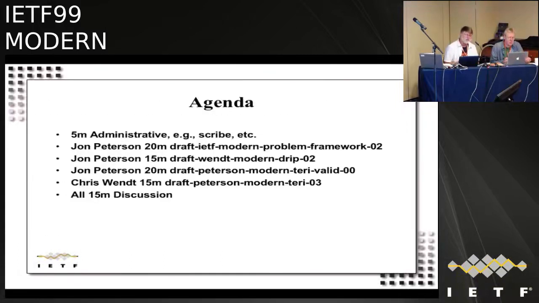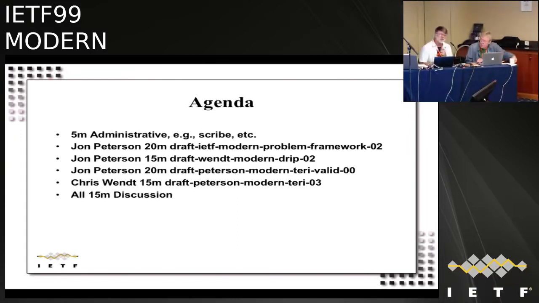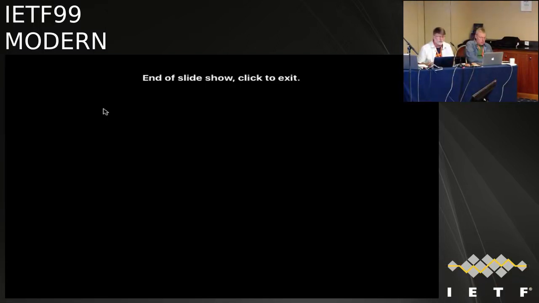Quick agenda bashing. We moved Chris a little later in the agenda, but they didn't change the name of the draft. So Chris will be talking about the one that has went in the name. Move the John Peterson ones up. I apologize for the failure in moving things around. Any agenda bashing? Besides hoping that we get through it as quickly as possible so that we can go do something else. Okay.